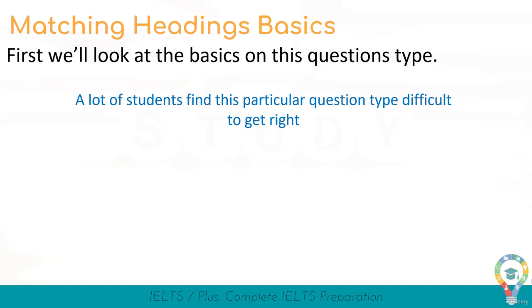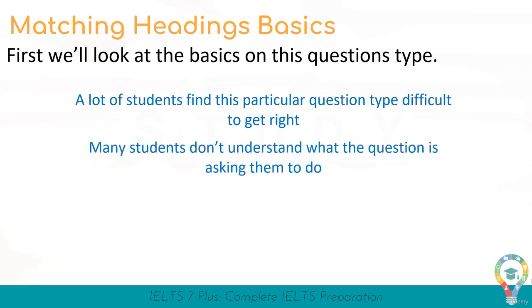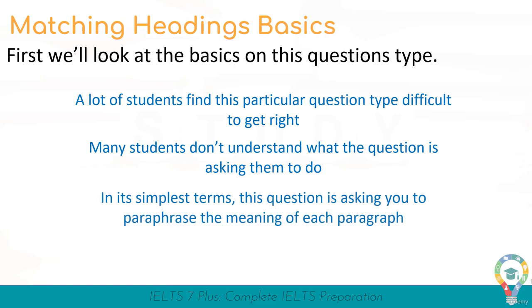And that's because they don't understand what the question is asking them to do. So in this lesson, I'm going to try and explain this question type in its simplest form and show you an easy example. Then we'll look at some strategies. In its easiest to understand terms, this question is asking you to paraphrase the meaning of each paragraph. You'll need to say, with headings, what each paragraph is telling you. So you're going to have to get a quick understanding of each paragraph in the passage.